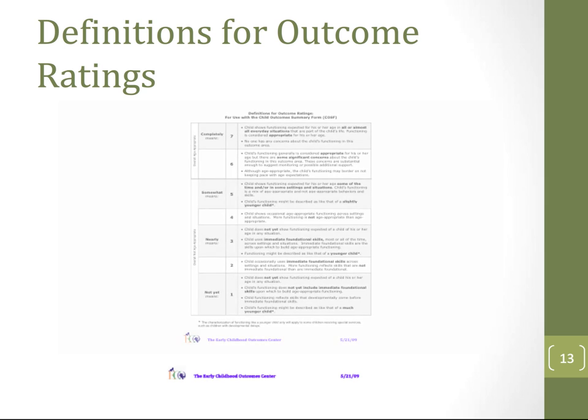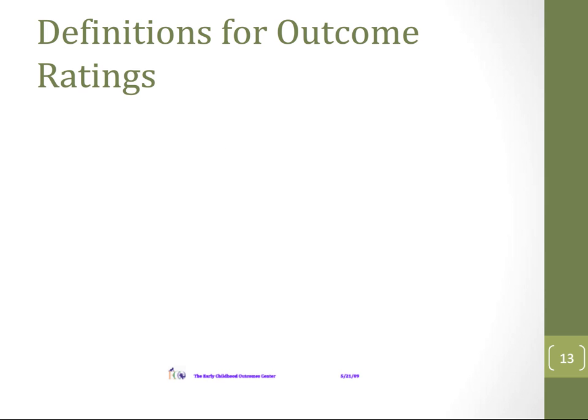On the Early Childhood Outcome Rating Scale, a score of 6 or a 7 reflects functioning that is comparable to same-age peers. A rating of 7 means that the child shows functioning expected for his or her age in all or almost all everyday situations. Functioning is considered appropriate for the child's age. A rating of 6 means that the child's functioning is generally considered age appropriate for his or her age, but there are some concerns about the child's functioning in the outcome area. Although age appropriate, the child's functioning may border on not keeping pace with age expectations. Ratings below 6 are considered as not age appropriate.